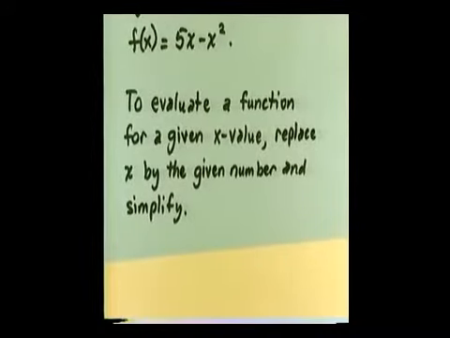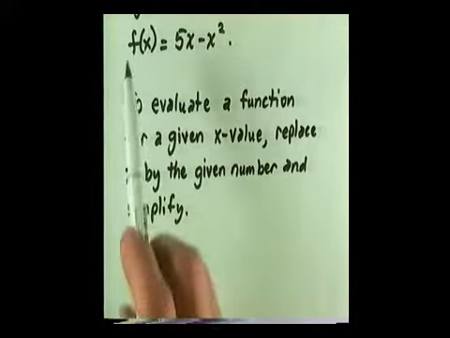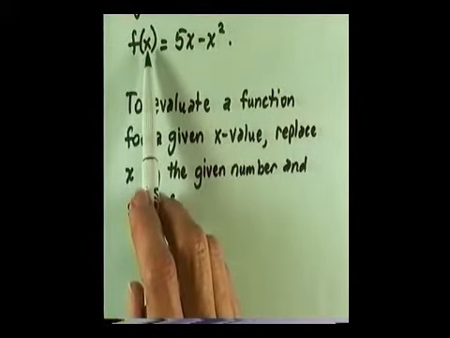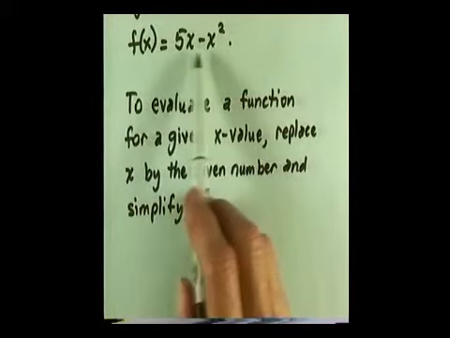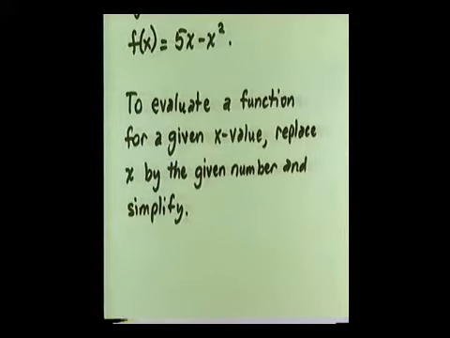To evaluate a function for a given x value, replace x by the given number and simplify. And this will be our task. The x in our new notation, f of x equals something about x. The x appears on both sides of the equation. The x appears on the left-hand side inside the parentheses, and the x appears on the right-hand side somewhere in the problem. In this case, it appears twice in the expression that we're to use for f of x.